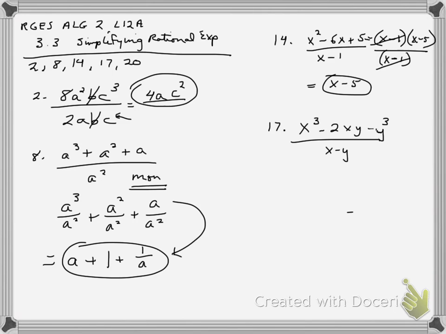Now, this is a trinomial, but it doesn't look like it's going to simplify very easily into 2 binomials multiplied by each other. And certainly I can't do synthetic because it doesn't have the right pattern down below. So I would simply do a long division.